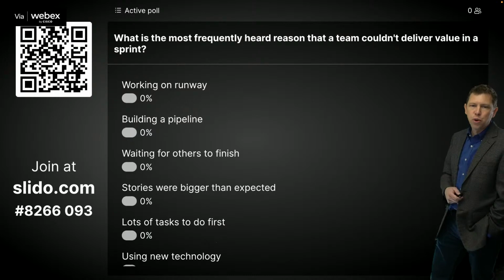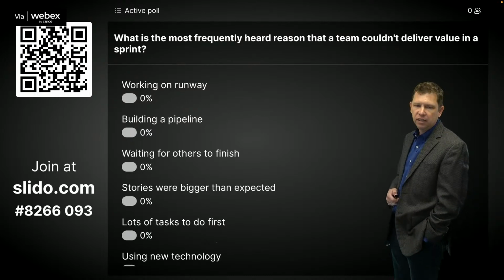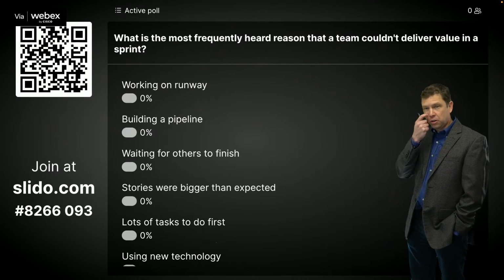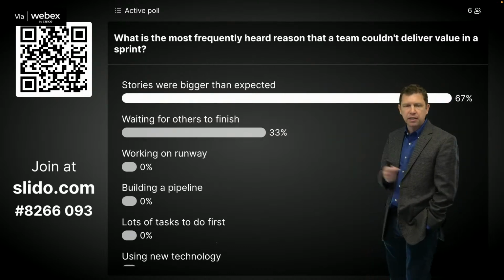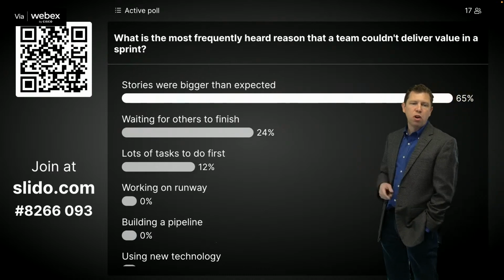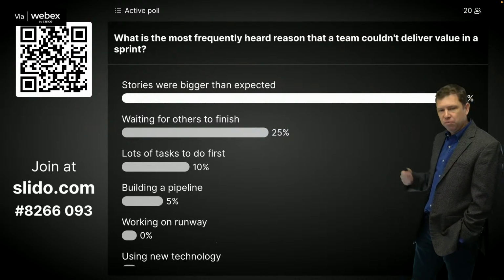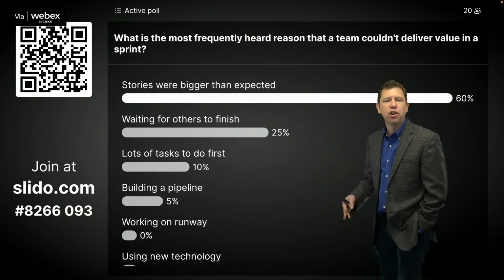So, what is the most frequently heard reason that a team couldn't deliver value in a sprint? Just think about that and say, is it stories were bigger than expected? That's something I've heard. Waiting for others to finish. Working on runway, lots of tasks to do first. Building a pipeline. Using new technology. So these are all things that I have heard. And there's not a right answer here.